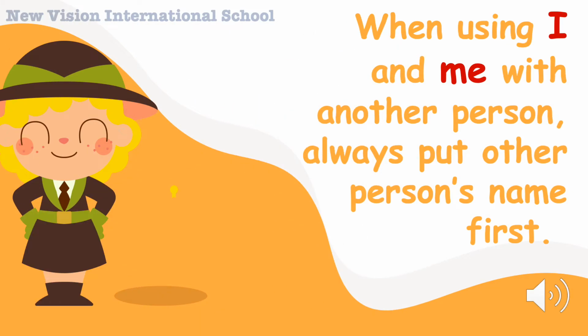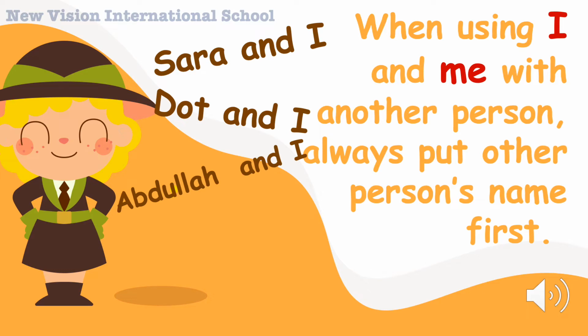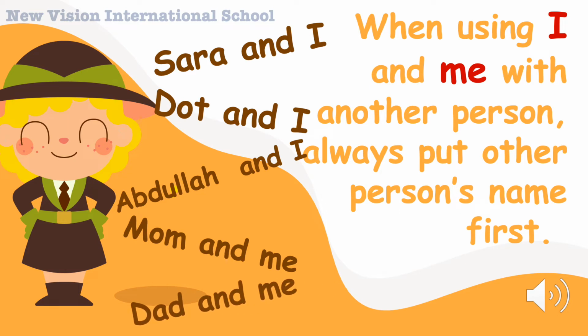When using I and me with another person, always put the other person's name first. Just like Sarah and I, Dot and I, Abdullah and I, Mom and me, Dad and me. Great!